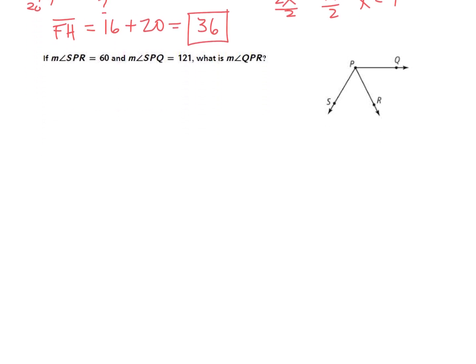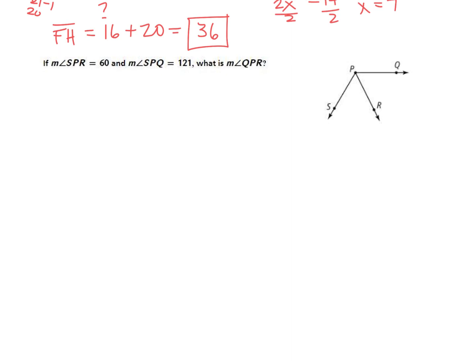Let's see this last example here. If the measure of angle SPR, so let's find SPR, it's this angle right here, is 60. First thing I do is label that. I know that this angle in here is 60. And the measure of angle SPQ, so S to P to Q, that's the whole thing, from here all the way to here, is 121.